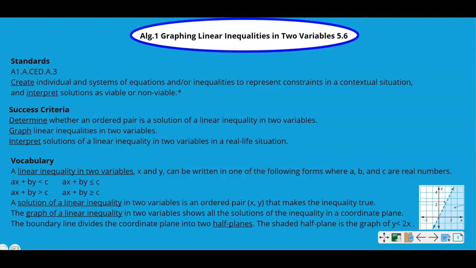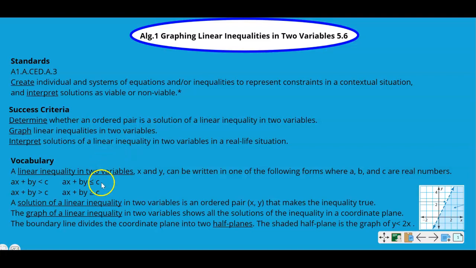Graphing linear inequalities in two variables. All right, so today we're going to determine whether an ordered pair is a solution of a linear inequality in two variables. We're going to graph linear inequalities in two variables, and we're going to interpret solutions of a linear inequality in two variables in a real-life situation.